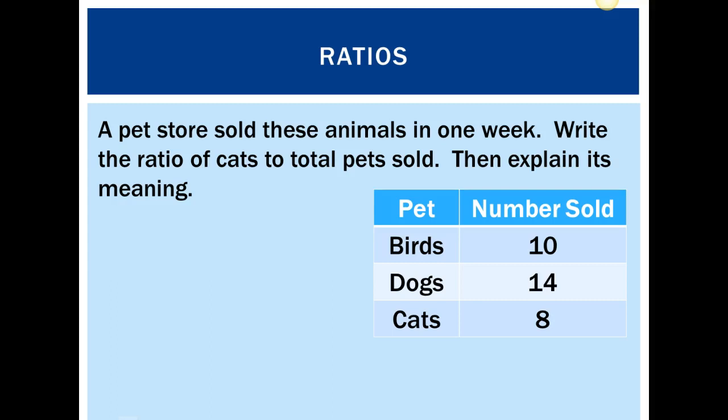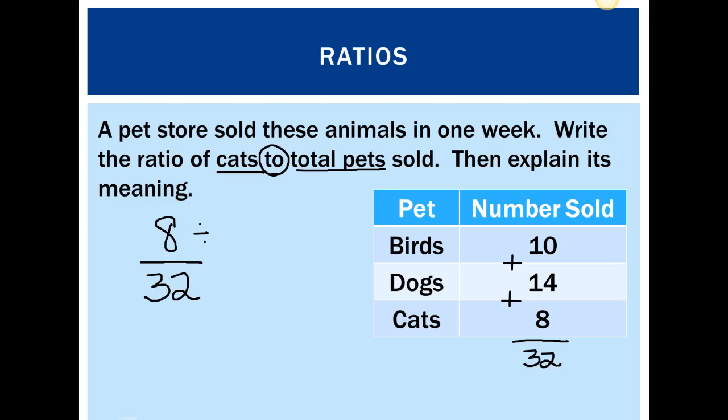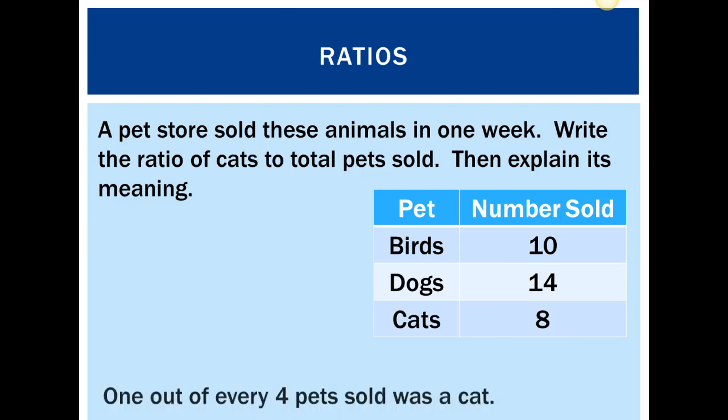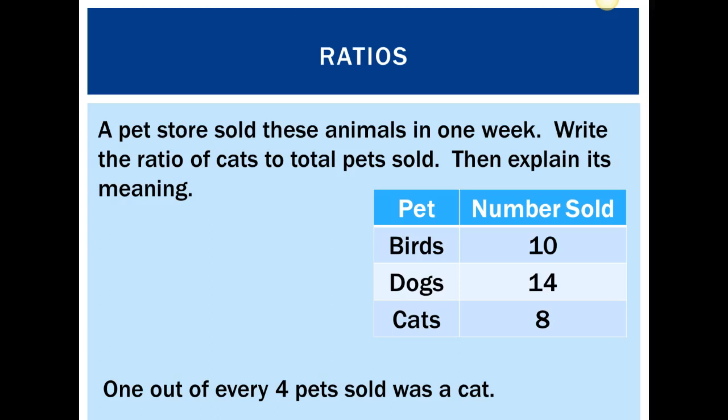A pet store sold these animals in 1 week. Write the ratio of cats to total pets sold, then explain its meaning. Since we're comparing cats to the total pets sold, we will write 8 as our numerator, and we'll write 32 as the denominator because the total number of birds plus dogs plus cats is 32. We then need to simplify our fraction. Both 8 and 32 can be divided by 8. That leaves us with a ratio of 1 over 4. The meaning of the ratio is that 1 out of every 4 pets sold was a cat.